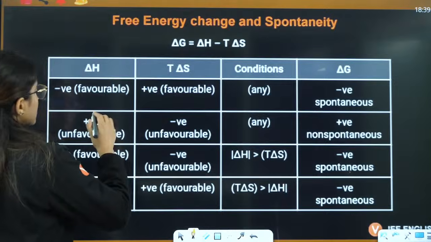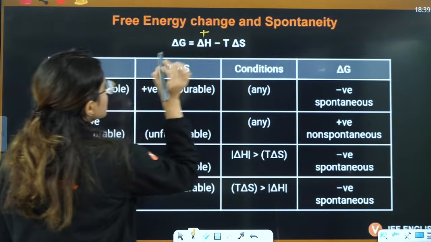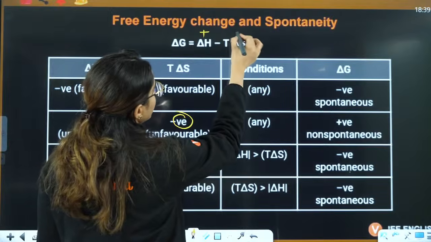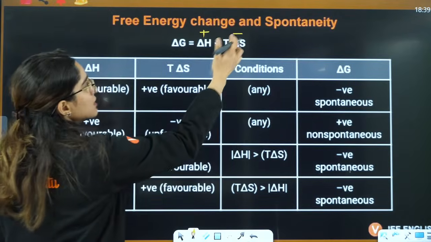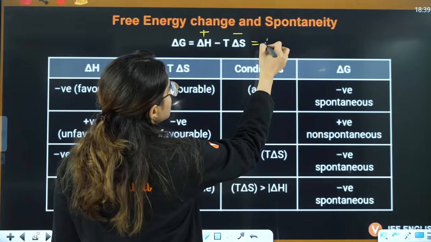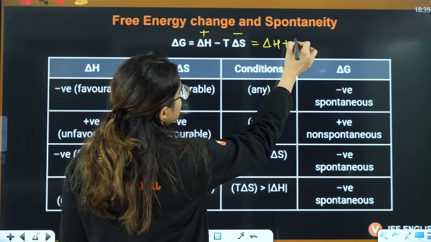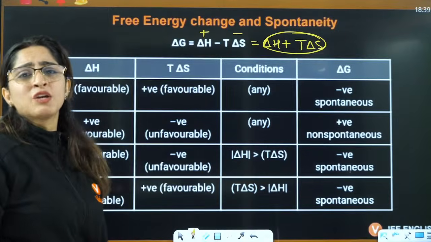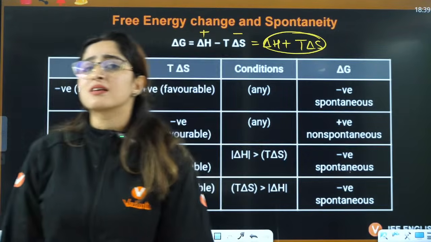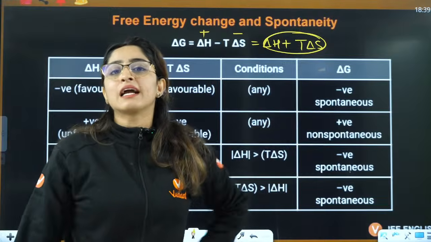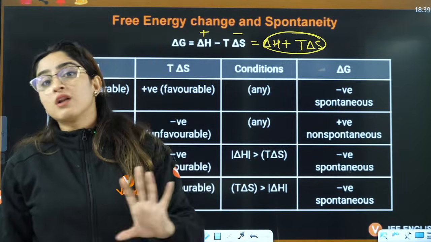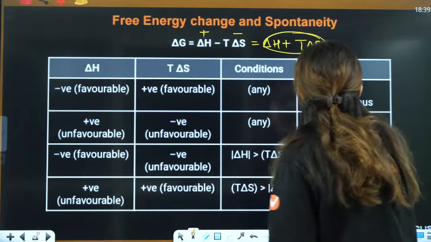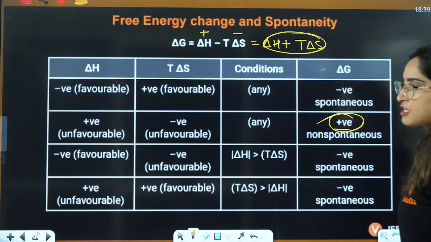Next is, if enthalpy is positive, heat is absorbed by the system, and delta S is negative. Minus minus will become plus, so this is delta H plus T delta S. So overall, no matter whether delta H is greater or T delta S is greater, this is always going to be a non-spontaneous process having positive delta G.